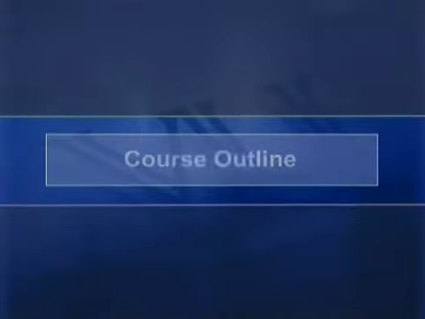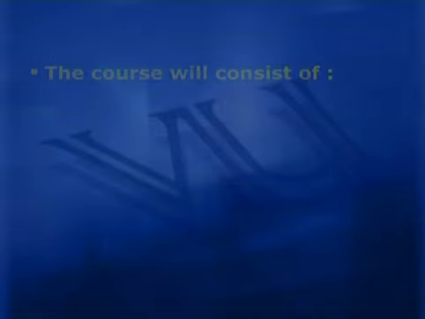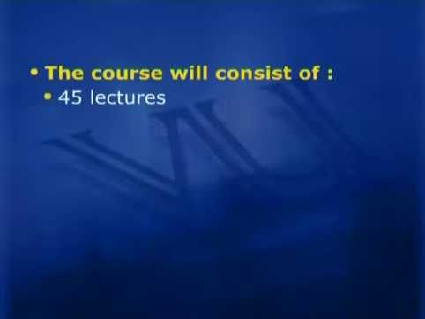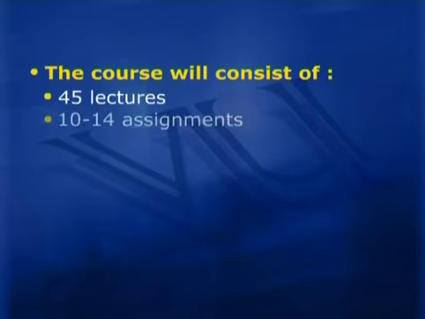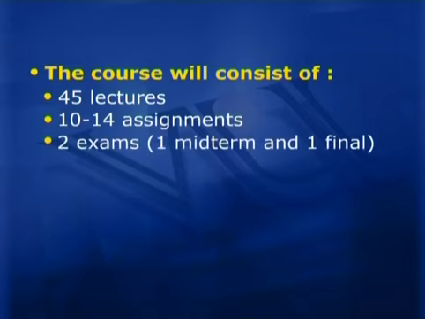Students, let's discuss the course outline a little bit. The course will consist of 45 lectures in total. Then we are going to have 10 to 14 assignments. We are going to have two exams, one midterm and one final exam. The final exam is going to be comprehensive, and the midterm will only constitute the course that we have studied in that specific term. And then we have something that we call the GMDB, or the graded moderated discussion board. We are going to specify a topic or a couple of topics, and then our class is going to discuss that in the form of a discussion board.